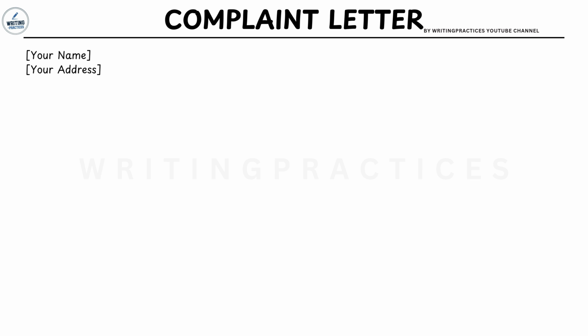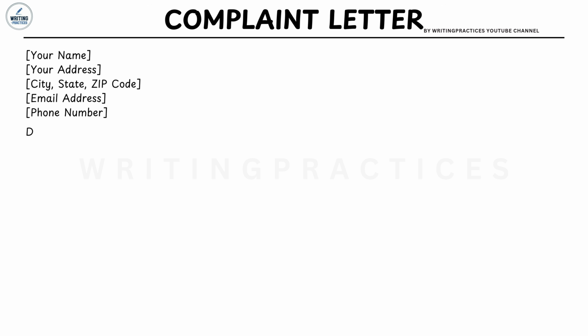The first step in writing your complaint letter is to include your contact details at the very top. You'll want to make sure the company or person you're addressing knows exactly how to reach you. So, at the top left, write your name, address, email, and phone number. Including this information at the beginning makes it clear who the letter is coming from and ensures they can follow up with you easily.